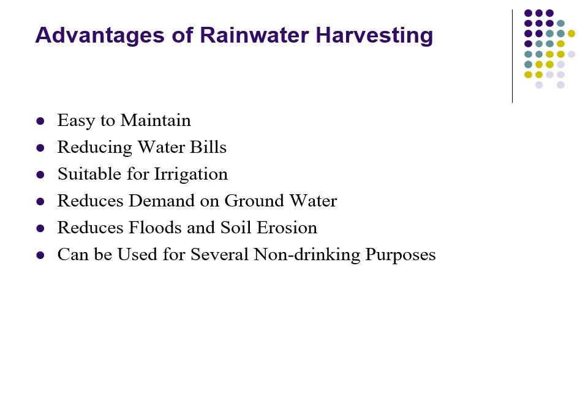Advantages of rainwater harvesting system. The advantages of rainwater harvesting systems are: it is easy to maintain, and it helps to reduce water bills, and it is best suitable for irrigation, and it reduces the demand of groundwater, and it reduces floods and soil erosion, and it can be used for several non-drinking purposes.